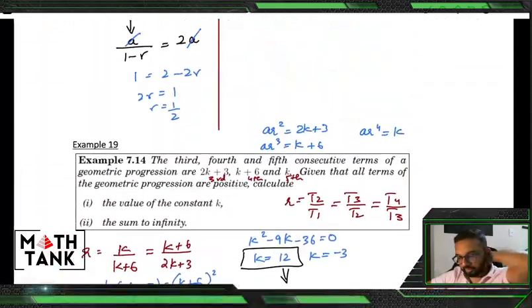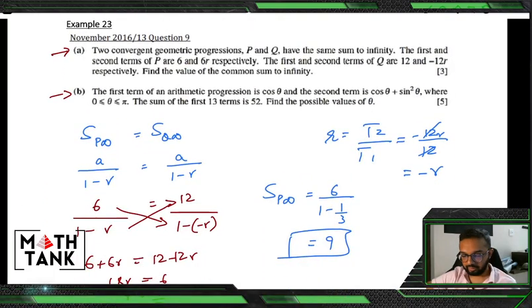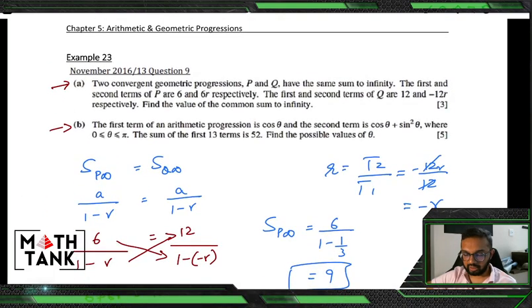When r is between minus 1 and 1, terms are called convergent. They're called convergent when r is between minus 1 and 1. Remember that.